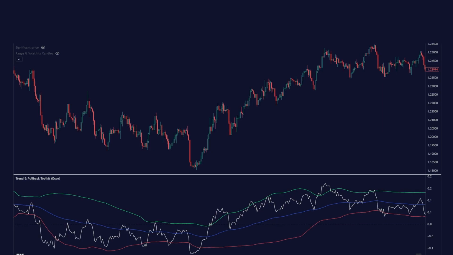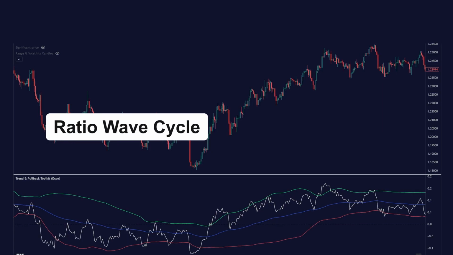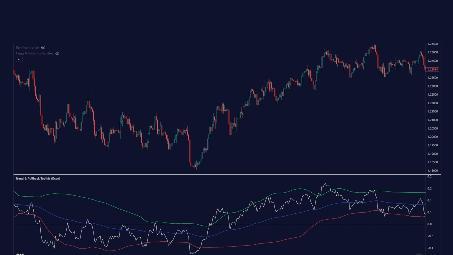All right, let's have a look at the ratio wave cycle. And I'm sure you understand how this indicator works by now. We basically look for pullbacks within a trend. So once the white line is above this blue line, we are in a positive trend, and once the white line is below this blue line, we are in a negative trend. And we want to look for retracements within this trend. So when the white line comes back down and retests this blue line, that's a sign of a retracement and we can enter long.